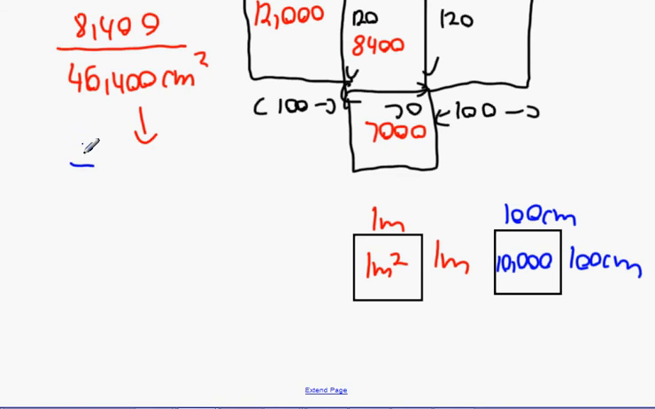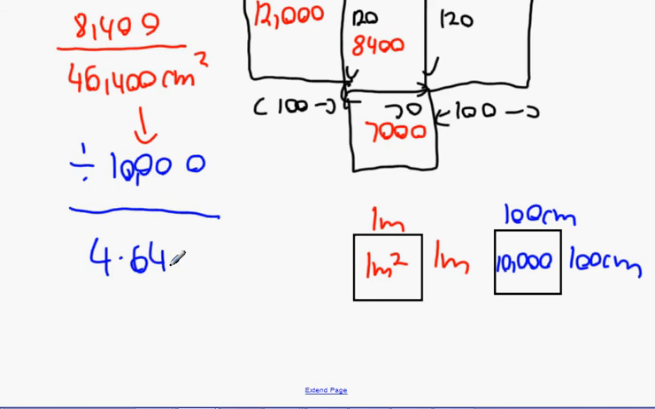If we divide this answer by 10,000, we put our answer into meters squared. Does everybody understand that a meter squared is a meter by a meter? I mean 10,000, you're right, sorry. Divided by 10,000. And what's it divided by 10,000? 4.64 meters squared. You got it?